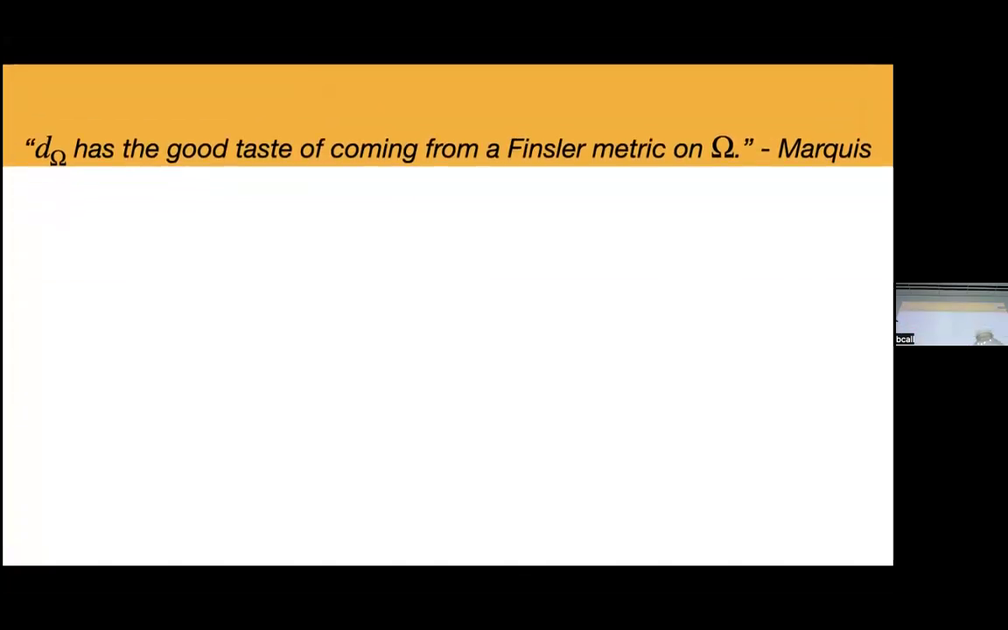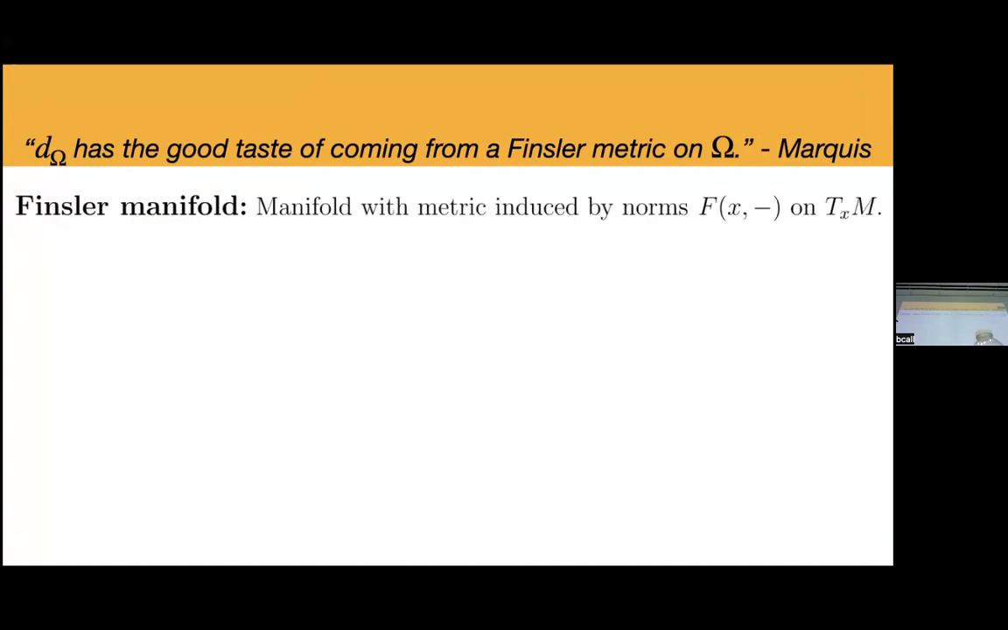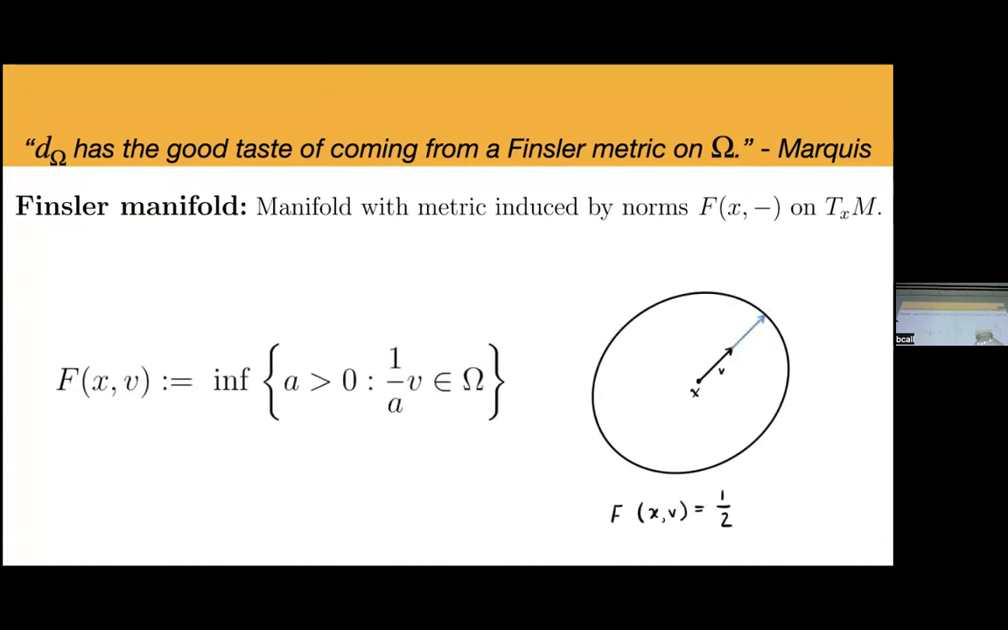Okay. So this d omega, this Hilbert metric, has the good taste of coming from a Finsler metric on omega. Spicy quote due to Marquis. Okay, so what's a Finsler manifold roughly? You get some manifold that has this asymmetric Minkowski functional thing on it. So I'll describe that briefly with the photo as well.